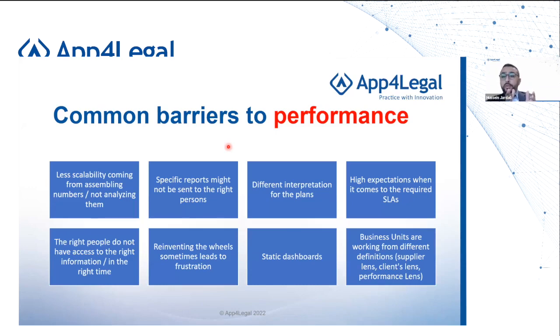So the barriers to performance in this case become, for example, less scalability coming from assembling numbers, not analyzing them, right? And this is the paperwork that everybody is doing now, or the Excel sheets that everybody is using extensively these days. Now, it's a big question. It's a very important question. How to minimize the dependency on these kinds of tools that are important in one way. They are very important, but they are not enough. Someone should take the decision to say, I'm not going to use them anymore, right?